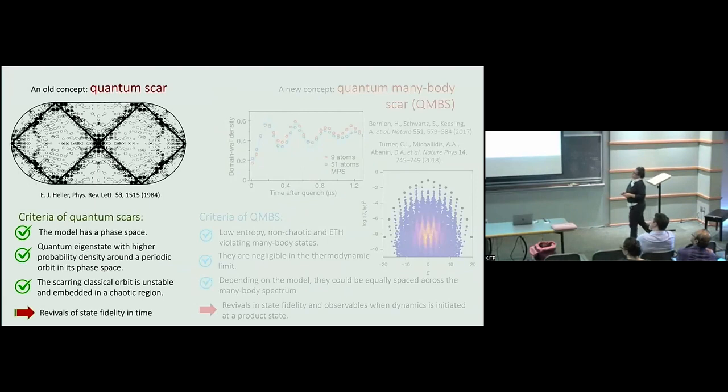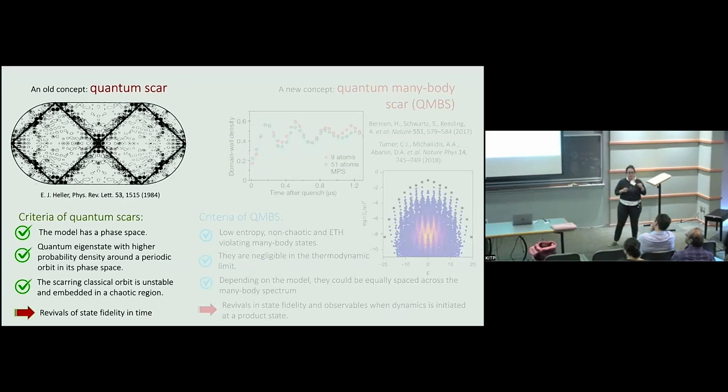But quantum many-body scar, as the name implies, maybe follows an older concept, quantum scar. So a quantum scar was introduced to us by Eric Heller in 1984. This is an eigenstate from a billiard, the billiard systems that were just introduced to us by Mark, actually. And in this particular case, a quantum scar is a quantum eigenstate with a high probability density around an unstable periodic orbit, living in the phase space of this model.